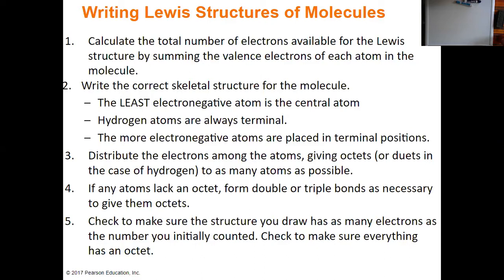And at the end of drawing our structure, we need to count up the electrons that we used, and we need to make sure it matches the number of electrons that we initially counted. Then we have to make sure that everything has an octet again. It gets overlooked, surprisingly, and we can't overlook it.